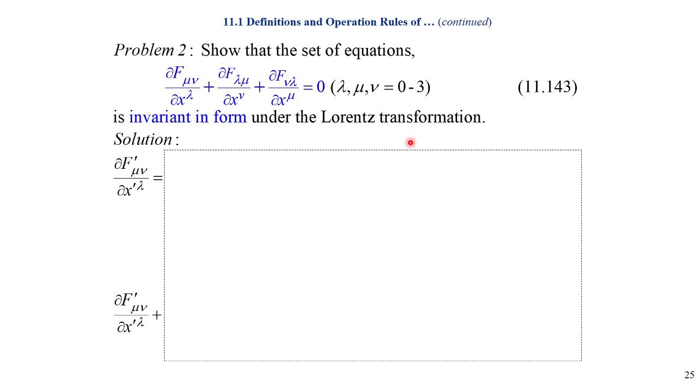You should derive it by yourself. That's why I blocked these regions. You should derive it by yourself. Write it down step by step. Practice by yourself. Not, of course, by me, by yourself.